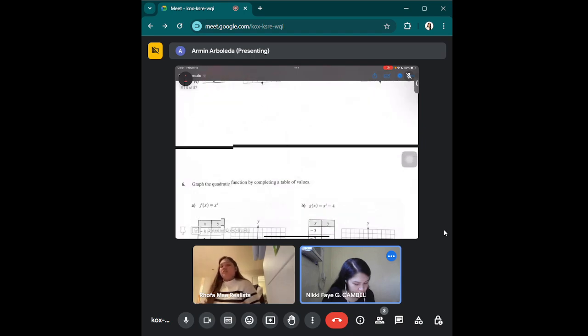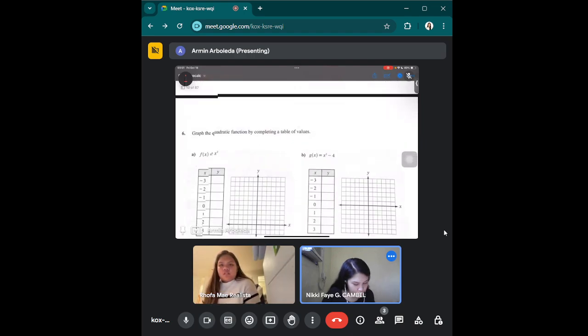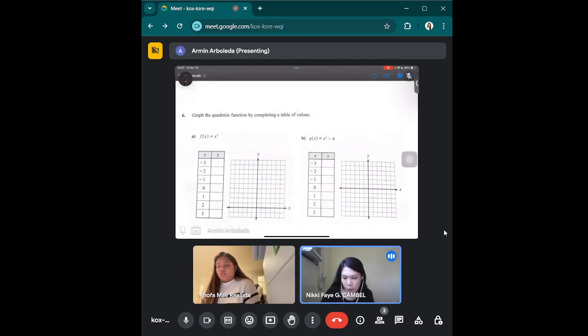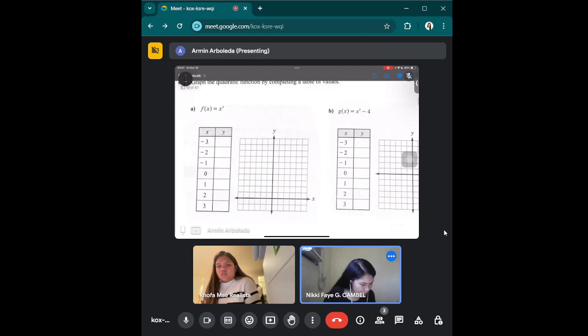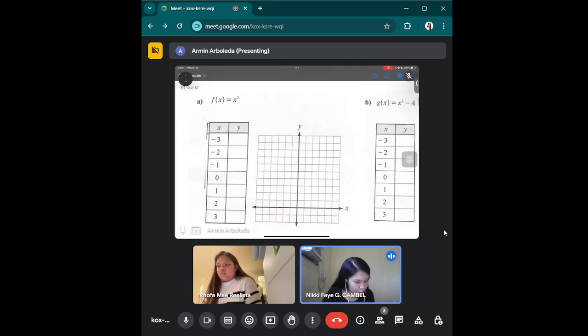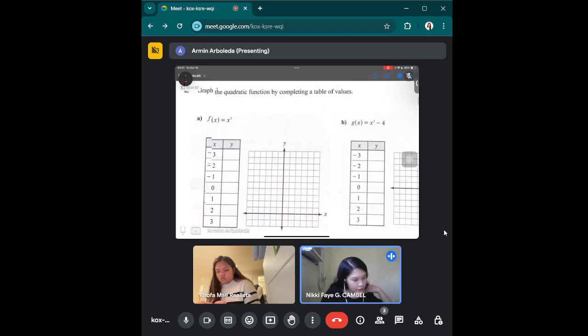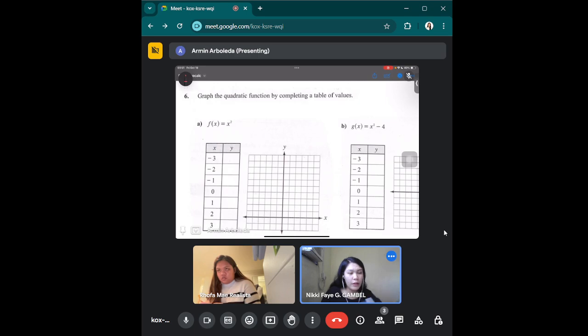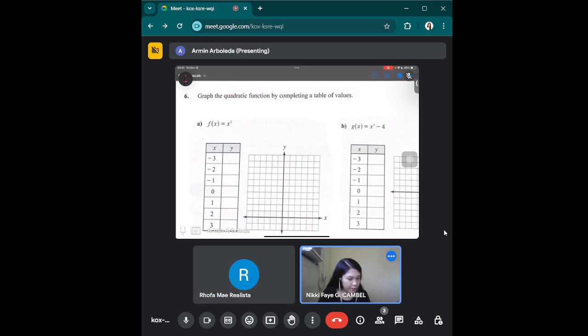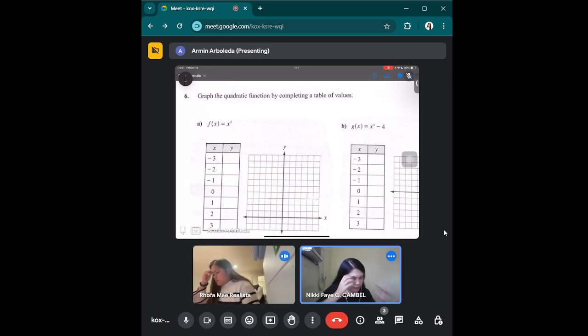Okay. Here. Dito mo magagamit yung calculator mo. So, first, ano nga yung gagawin? Input your equation. And then press calc. Okay?